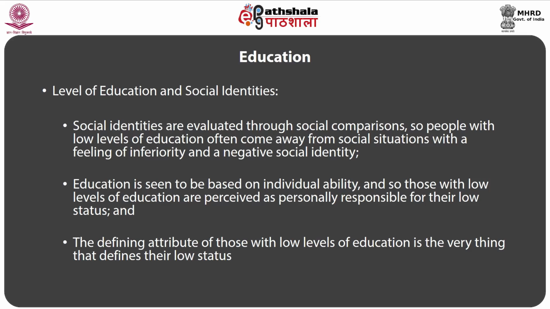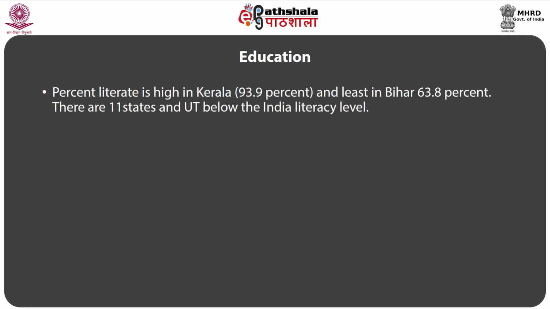And number 3. The defining attribute of those with a low level of education is the very thing that defines their low status. Percentage literacy is high in Kerala, 93.9%, and least in Bihar, 63.8%. There are 11 states and union territories below India on literacy.